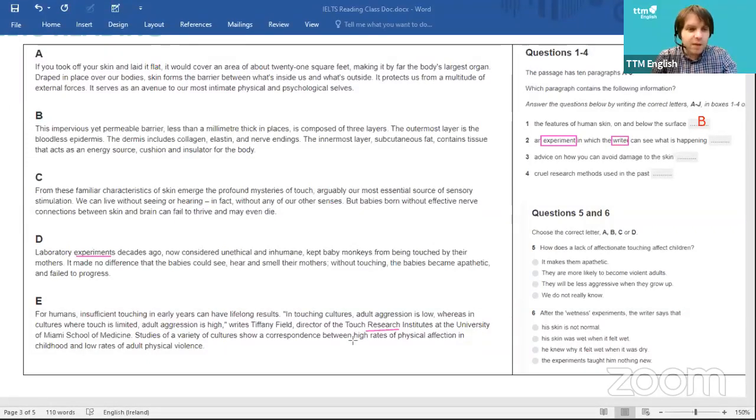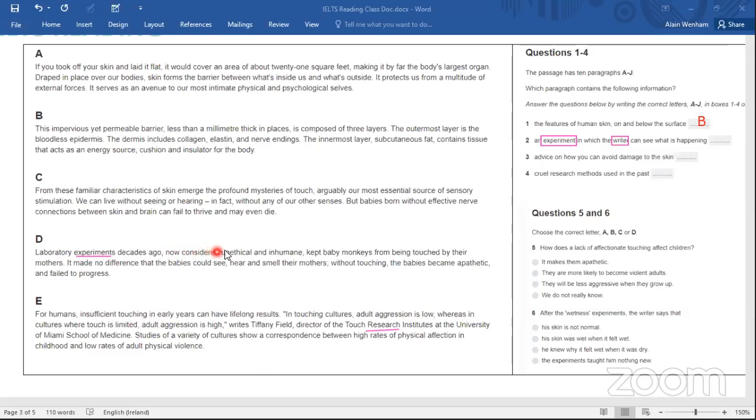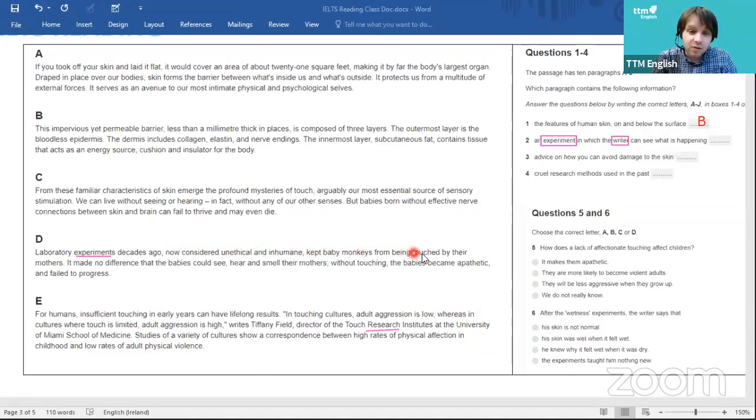Yeah. Okay, so the next thing is, like Nissan Salah did before, we need to read these sentences now, and we need to make sure we don't get tricked by this. Just because we found a keyword doesn't mean it's the answer, all right? So let's think about this one. Remember, the question is this. Which paragraph contains the following information? And we're trying to think about an experiment in which the writer can see what is happening. Okay, laboratory experiments decades ago, now considered unethical and inhumane, kept baby monkeys from being touched by their mothers. It made no difference that the babies could see and so on.